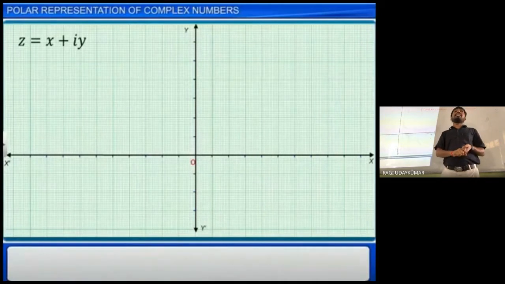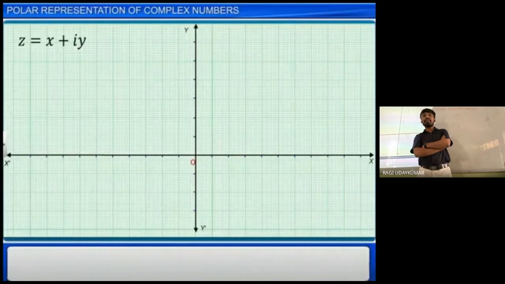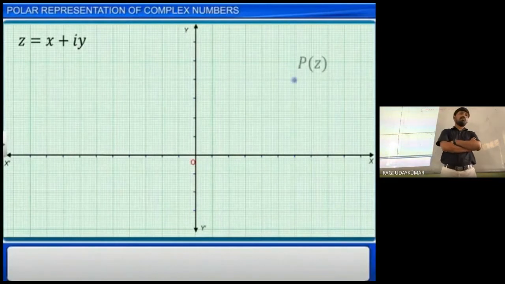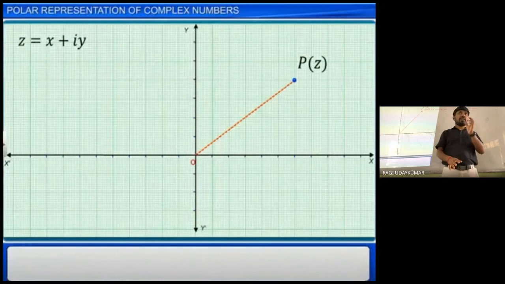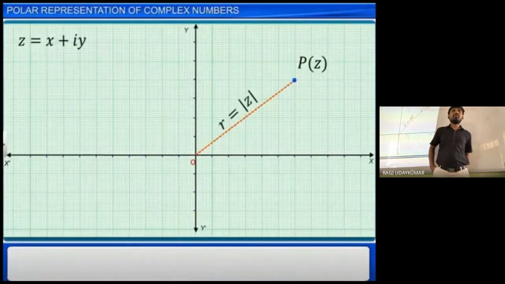Now here z equals x plus iy is a complex number you take, and how do we represent this in a polar form? We call it the polar representation. Let us consider that the point is represented in the Argand plane as P of z. P is a point, z is a complex number, so that's why P of z.